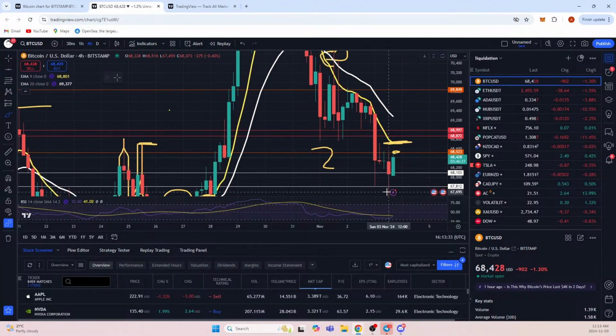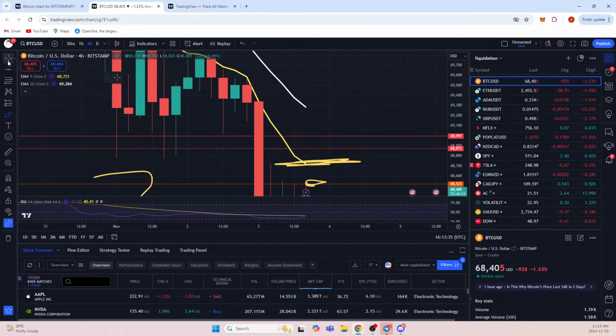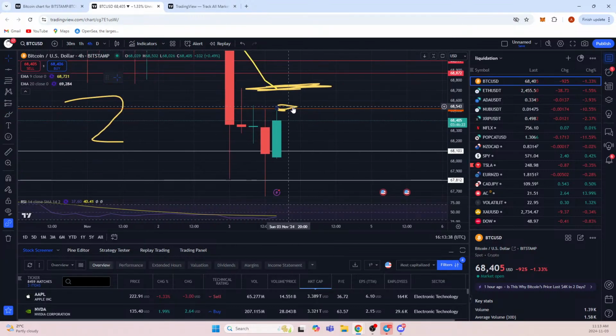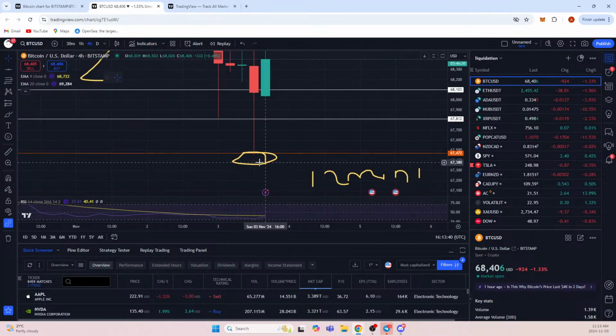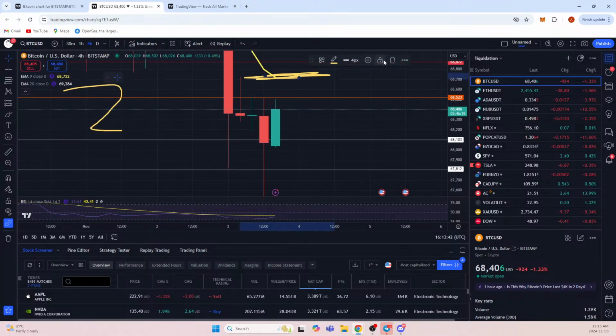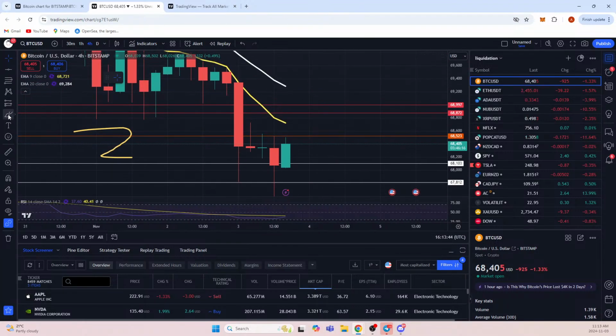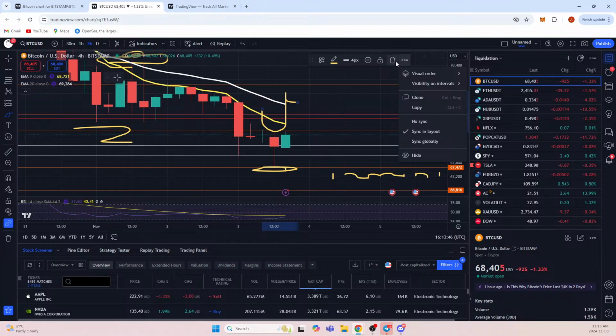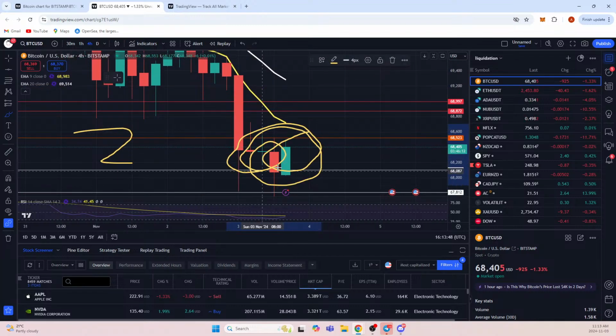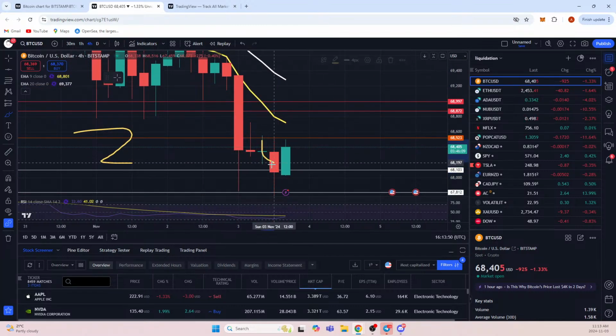All right, so today's structure on Bitcoin is simply letting it play out. If the wick low breaks down here, you enter a short. If the EMAs break above, then you enter a long. We are simply not trading here. This is not a trade zone, right? This chop is not a trade zone.